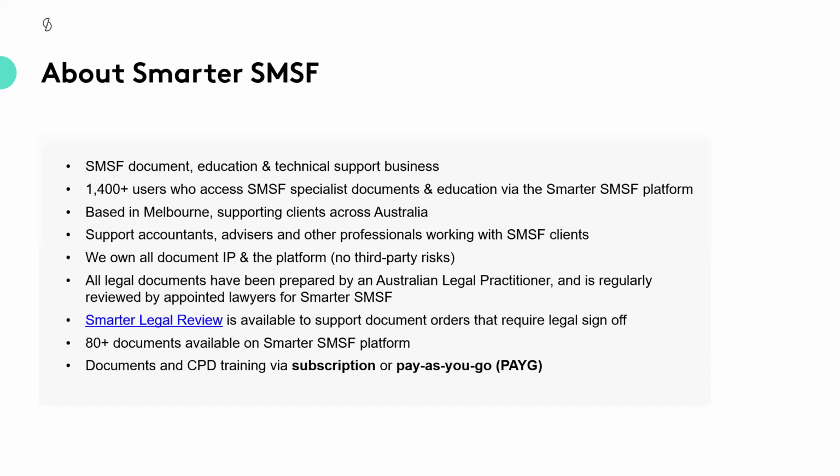Now, we deal with some 1,400 users across our platform, not only in documents, but in education as well. So people touching our platform in some way, shape or form, whether they are members, so they have a subscription to access different elements of our platform, or whether they simply come in and order on a pay-as-you-go basis, whether it's once, whether it's multiple times a year. That's the information that we have around the user base that touches our Smarter SMSF platform.